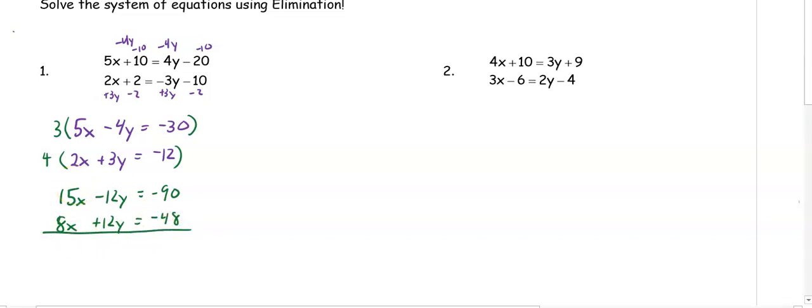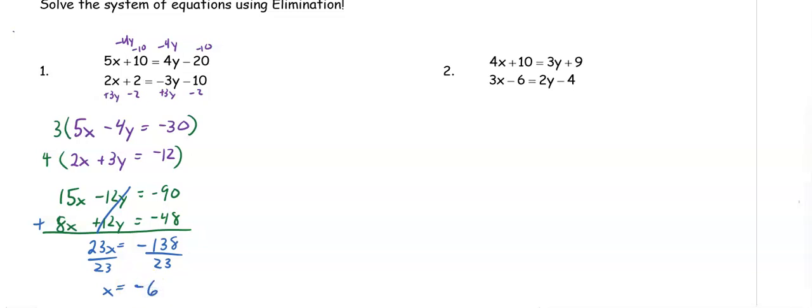So when we add straight down, our y's cancel out and we're left with 23x is equal to negative 138. When we divide by 23, we get that x equals negative 6.